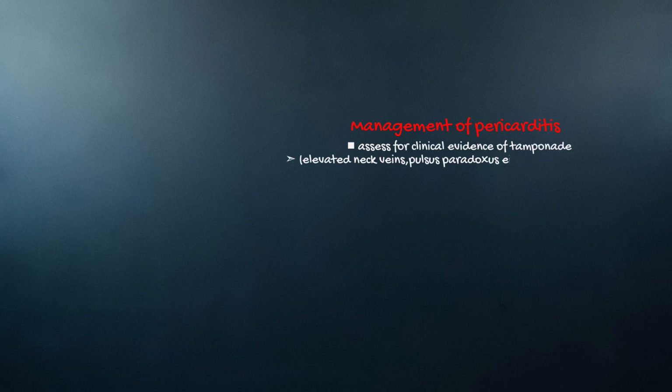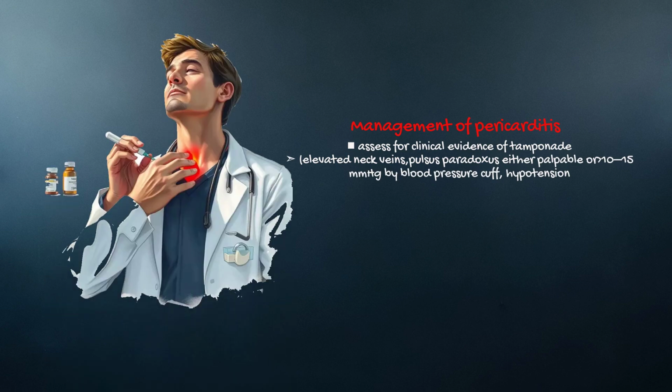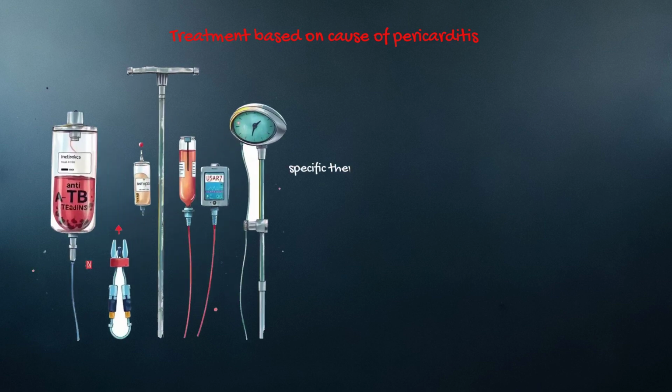Management begins with one critical step. Always assess for tamponade. Look for raised neck veins, pulsus paradoxus, and hypotension. Most uncomplicated cases are treated with NSAIDs for pain and inflammation, and sometimes corticosteroids are used if symptoms persist. Anticoagulants are generally avoided.